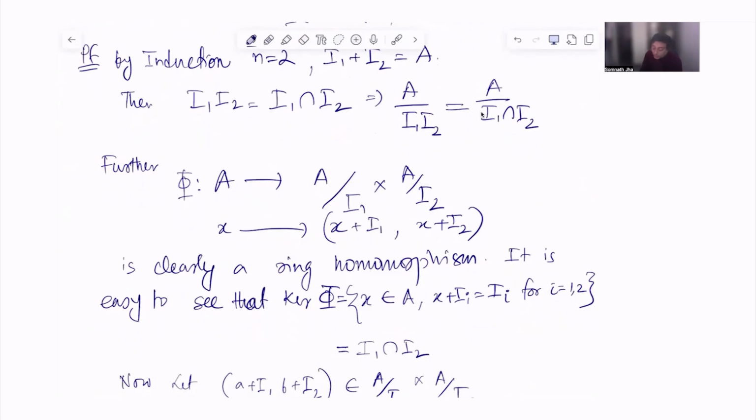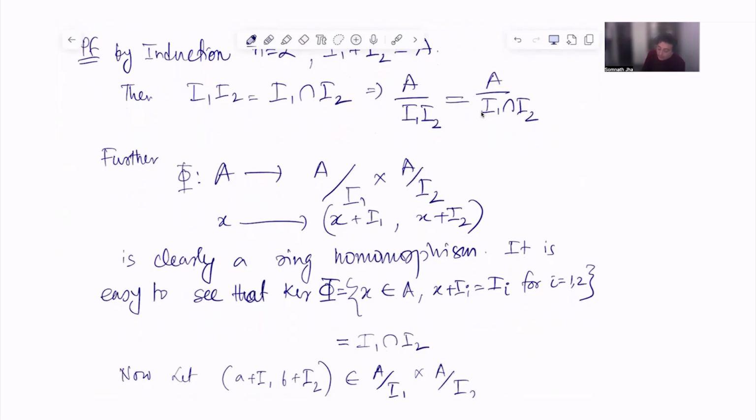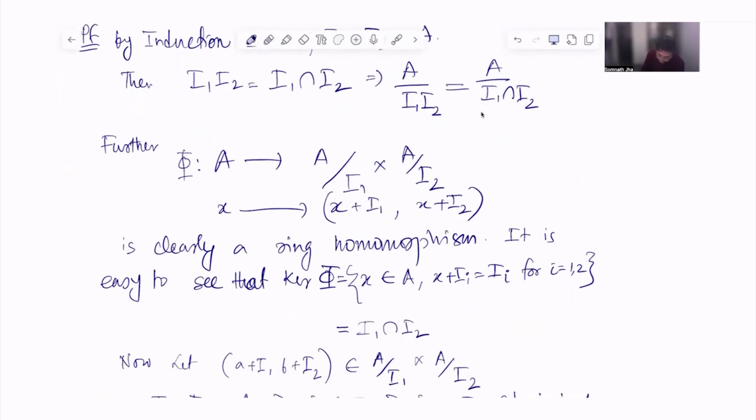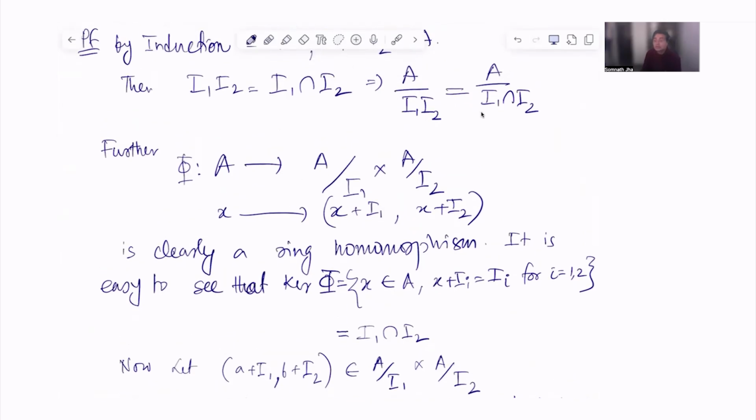Now the main important thing is to prove surjectivity, because it seems like we are giving a diagonal map, right? x goes to (x, x) in some sense, but you want to capture all (a, b). So take any a plus I1 and b plus I2 in this ring A mod I1 cross A mod I2, and we are saying that this will be coming from a single x. You have to produce a single x in A such that x plus I1 will be equal to a plus I1 and x plus I2 will be equal to b plus I2.